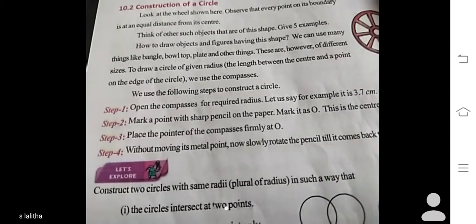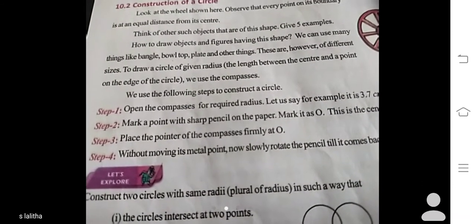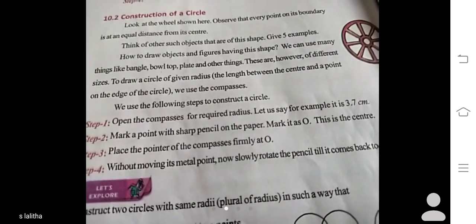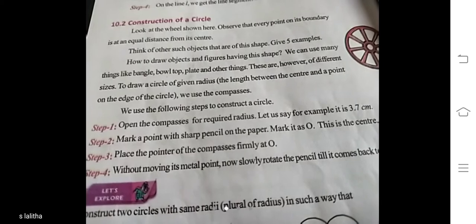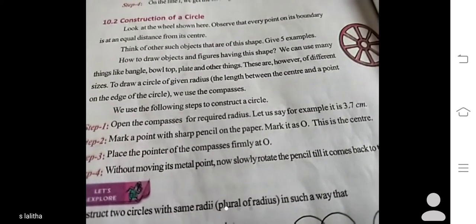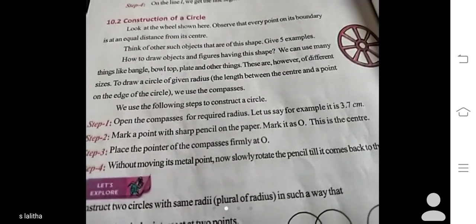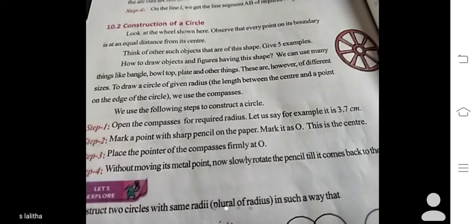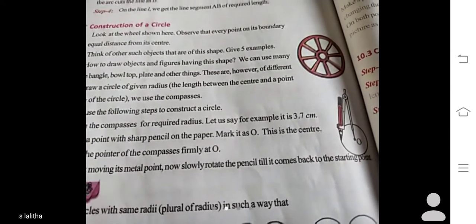How to use it? We use the following steps to construct a circle. Open the compass for the required radius. Let us say, for example, it is 3.7. Mark a point with a sharp pencil on the paper. Mark it as O. This is the center. Place the pointer of the compass firmly at O without moving its metal point. Now slowly rotate the pencil till it comes back to the starting point.